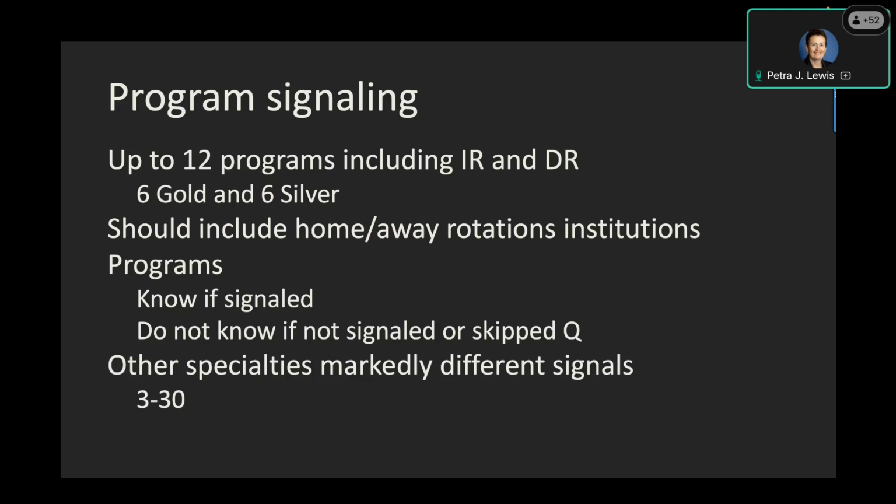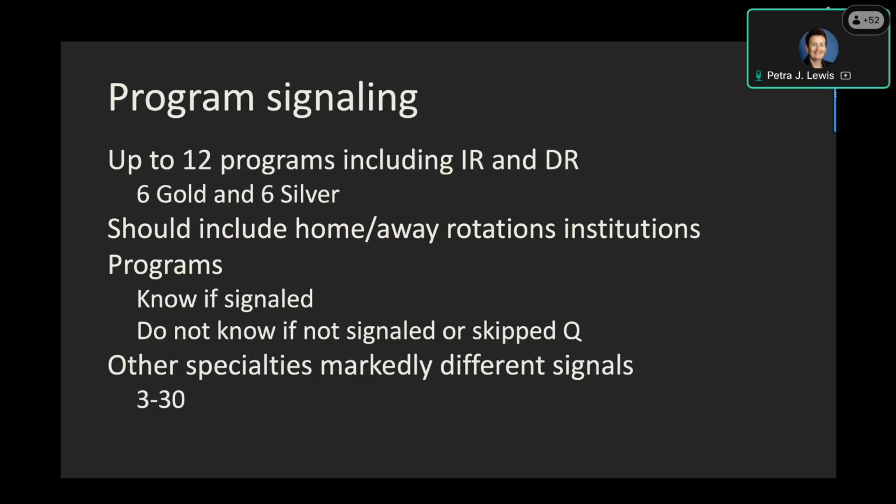So program signaling, this is so important. I'm going to show you some data here about program signaling. You have up to 12 programs that includes IR and DR. So if you're applying to both programs, you only get 12, you don't get 24.